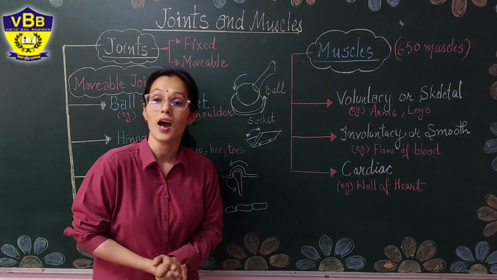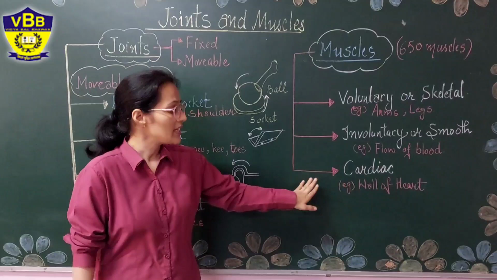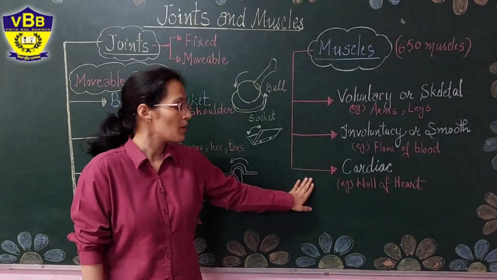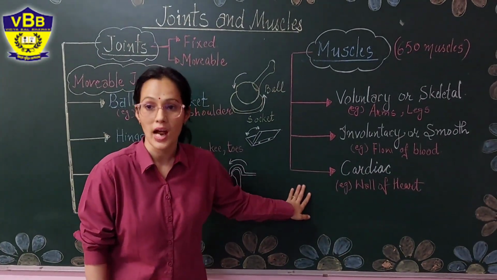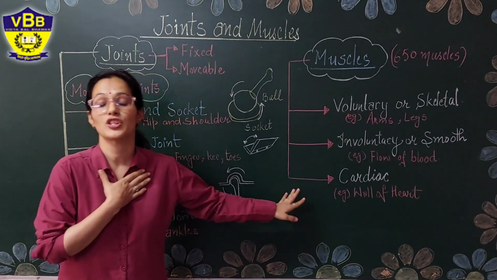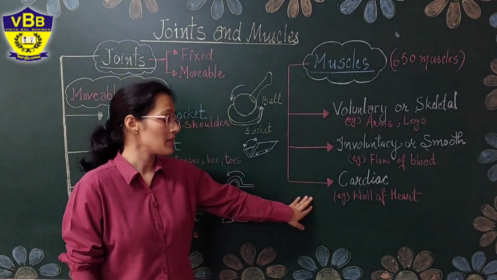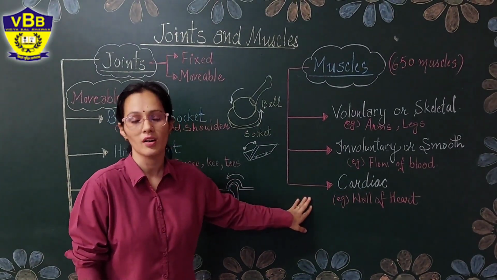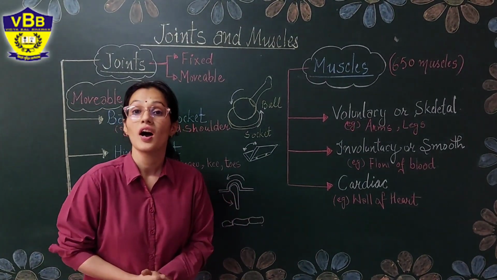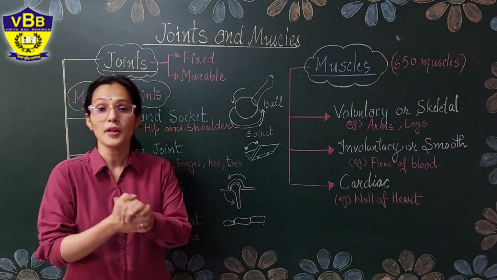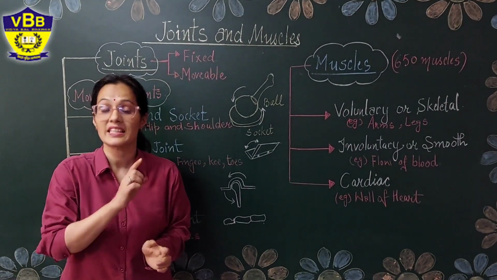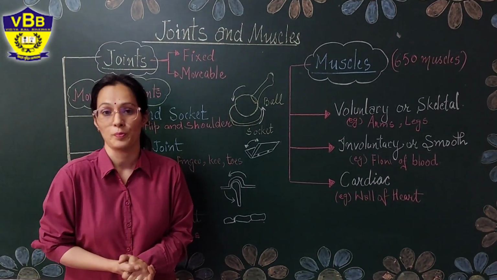Now talking about cardiac muscles, the third one. These are very important muscles in our body. As the name suggests, cardiac means it is related to our heart. All the muscles present in the wall of the heart are in the category of cardiac muscles. Cardiac muscles are the only muscles that never get tired in their lifespan.